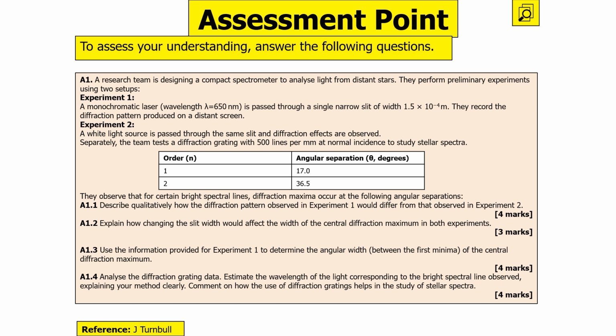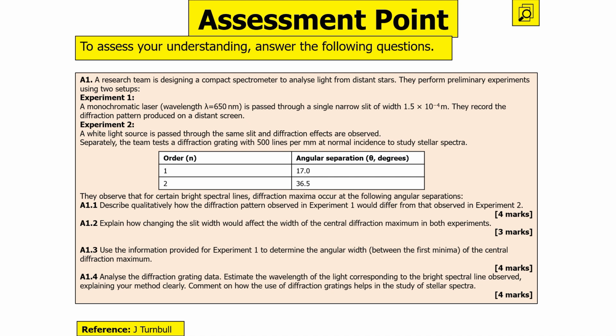A white light source is passed through the same slit in experiment 2 and diffraction effects are observed. Separately, the team tests a diffraction grating with 500 lines per millimeter at normal incidence to study stellar spectra. They observed that for certain bright spectral lines, the diffraction maxima occurred at the following separations. Describe qualitatively how the diffraction pattern observed in experiment 1 would differ from that observed in experiment 2. Explain how changing the slit width would affect the width of the central diffraction maximum in both experiments.